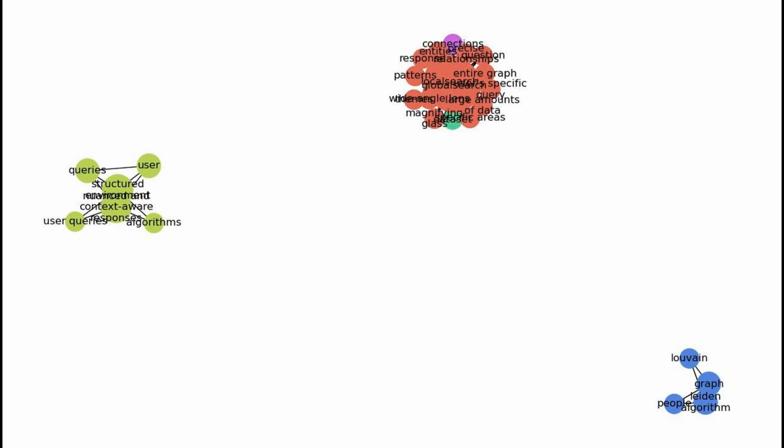The Leiden algorithm plays a crucial role in identifying well-connected communities within the graph. Imagine you're at a big party where everyone is chatting. The Leiden algorithm starts by grouping people based on who they talk to the most.